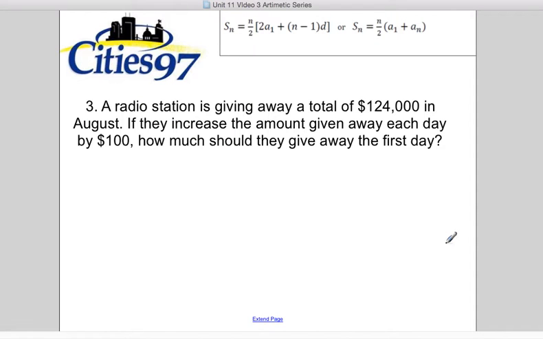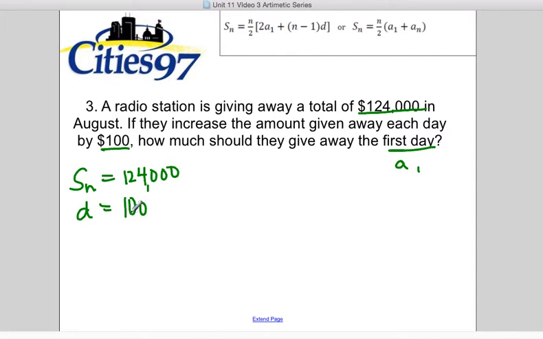Example 3, a radio station is giving away a total of $124,000 in August, okay? If they increase the amount given away each day by 100, how much should they give away on the first day? So that's a sub 1. All right, so I know the total, so that's my S sub n is 124,000. I know it is increasing by $100 every day, so it's 100.